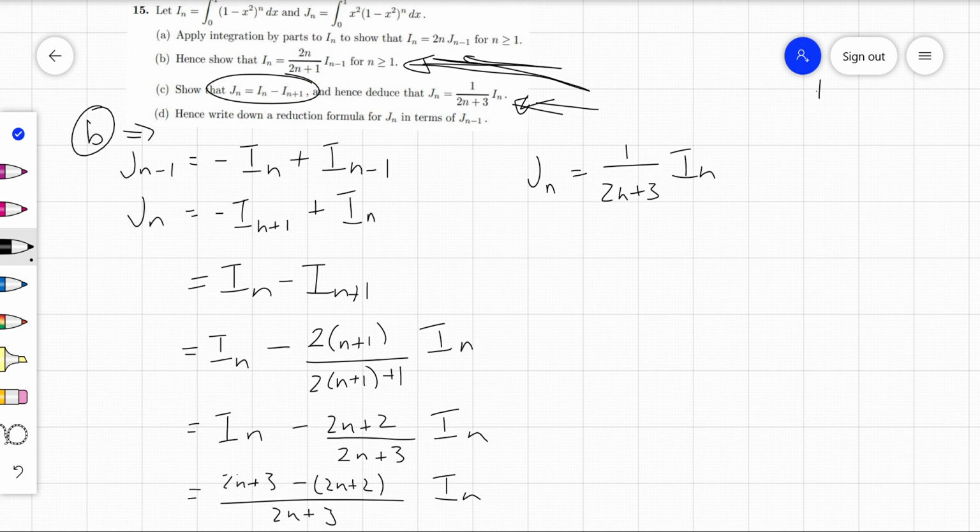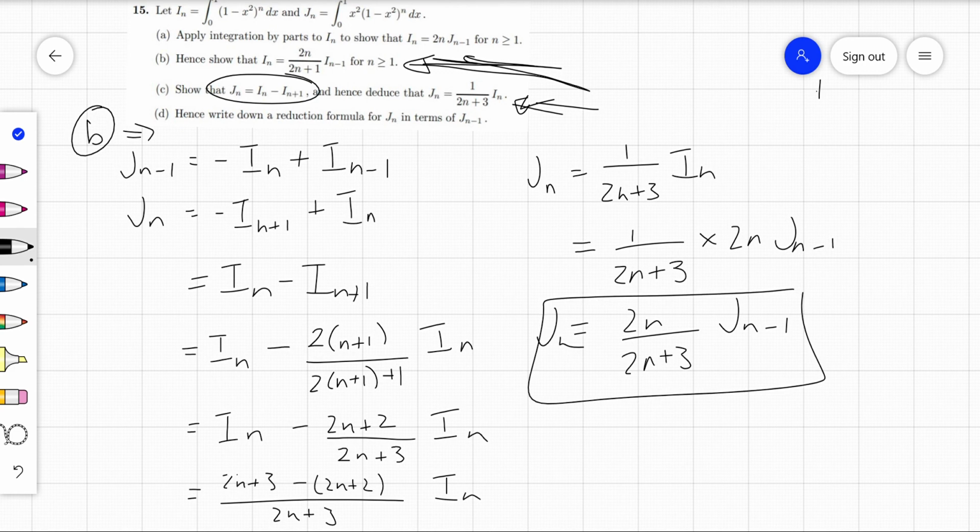So using C, let's have a look at D. It says hence, so we want a reductive formula for Jn in terms of Jn minus 1. We've got it, we just need to change that in terms of J. In part A, we have In is 2n Jn minus 1. So we get 2n on 2n plus 3 lots of Jn minus 1. So there's our reductive formula for our J's.